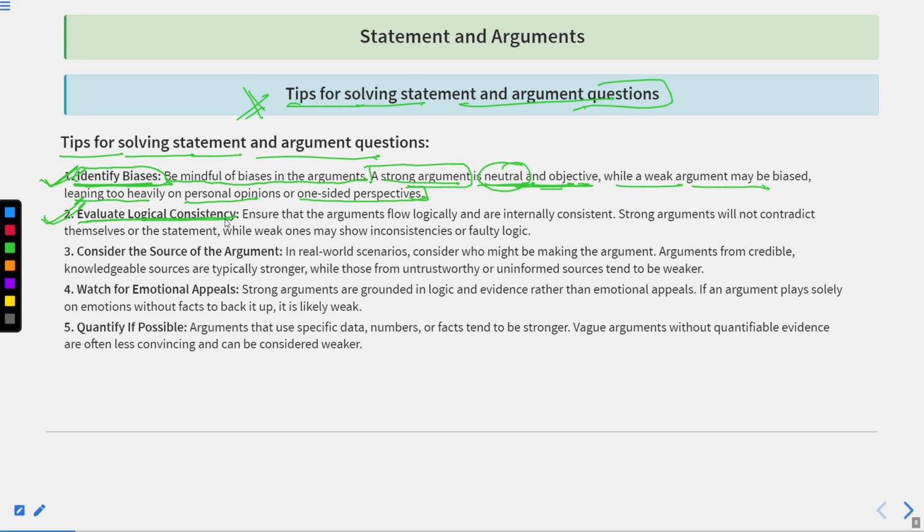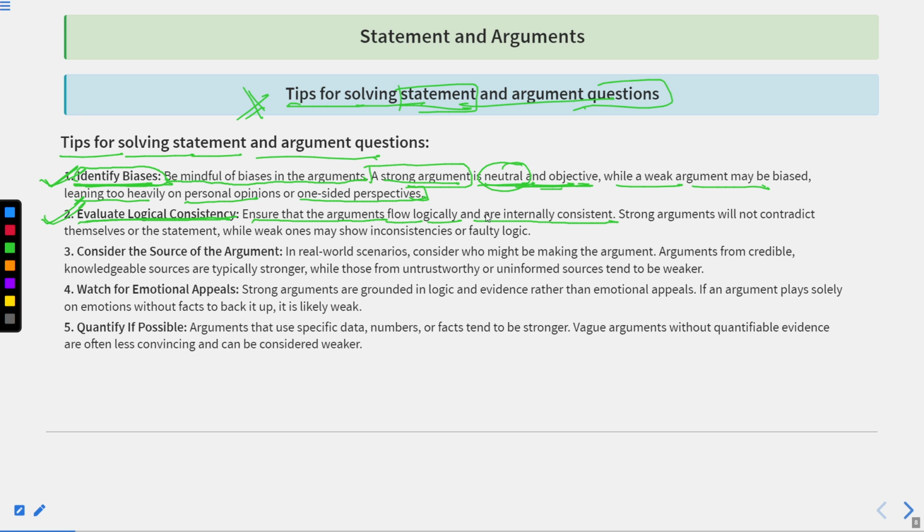Evaluate logical consistency, इसका मतलब क्या होता है? What do you understand by evaluate logical consistency? It means ensure that the arguments flow logically and are internally consistent. Internally consistent with what? With the statement that has been provided. The argument should logically follow from that particular statement.